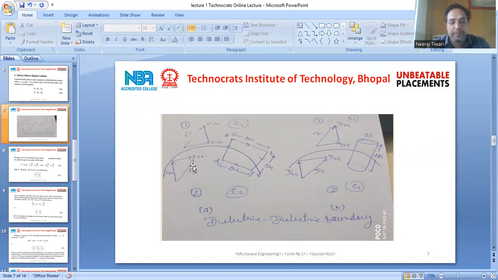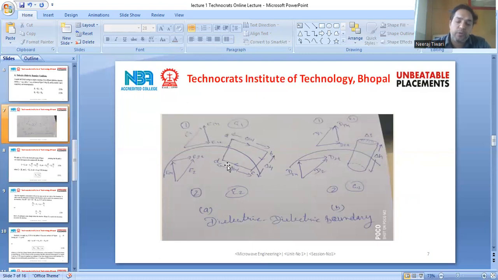So this is medium 1 and medium 2, and this is the boundary, and it is crossed by a line. You can see here A to B, B to C, C to D, and D to A. This is basically a closed path. When you move from A to B, the length is del W. When you move from B to C, what is the height? It is del H. And moving from C to D, the length is del W.